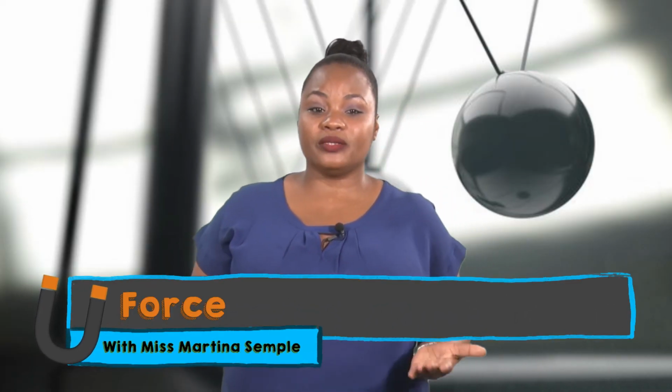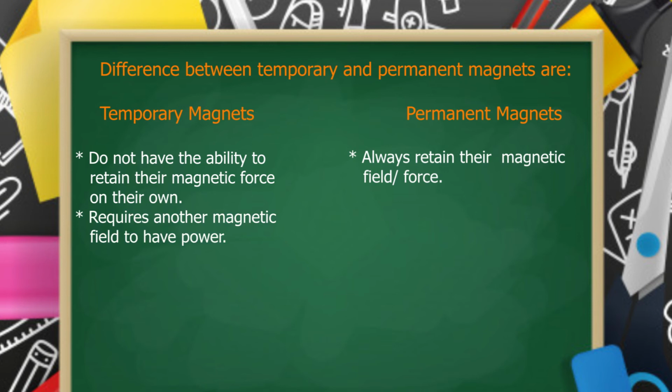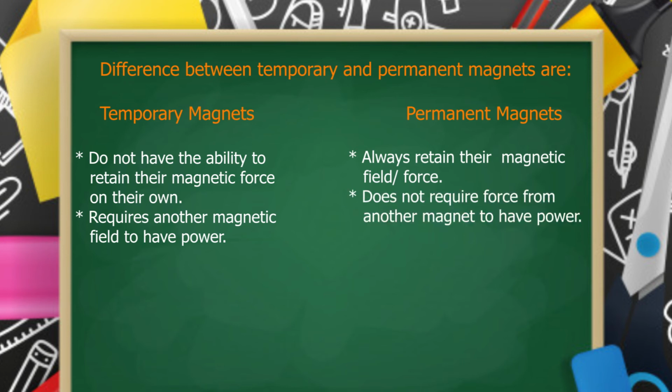Let's now look at the difference between the temporary and the permanent magnet. Temporary magnets do not have the ability to retain their magnetic force on their own, while a permanent magnet always retains its magnetic field or magnetic force. A temporary magnet requires another magnetic field to have power. The permanent magnet does not require force from another magnet to have power.